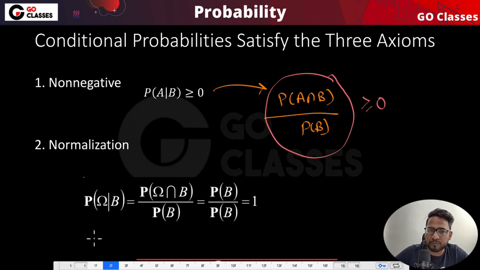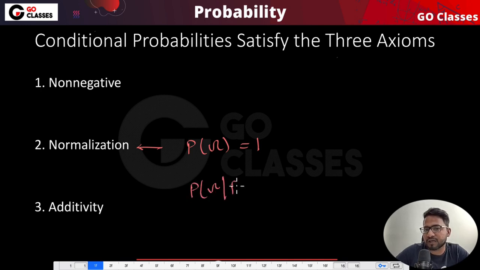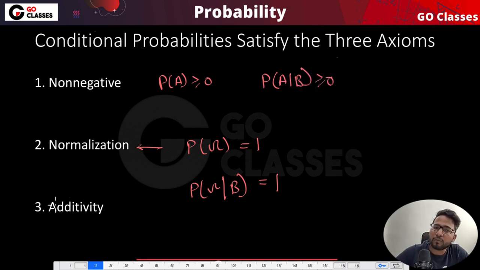Now let's see normalization. This also has a very easy proof. Earlier in normalization we used to say that the probability of the sample space is 1. Now we want to say the same thing, but given some event B, it is also 1. That's what we want to prove. Earlier we said the probability of A is greater than or equal to 0; now we want to say the probability of A given B is greater than or equal to 0. So whatever the earlier rule was, we want to apply the same rule but given some event.